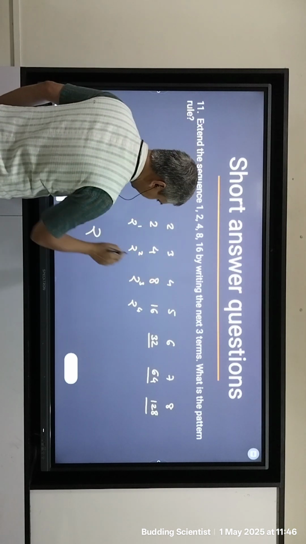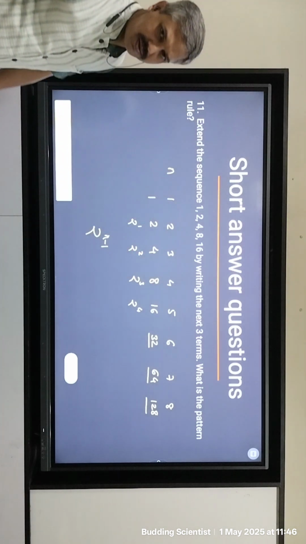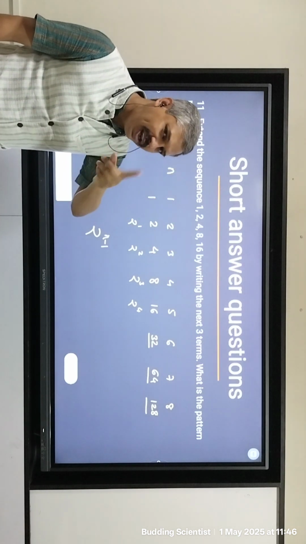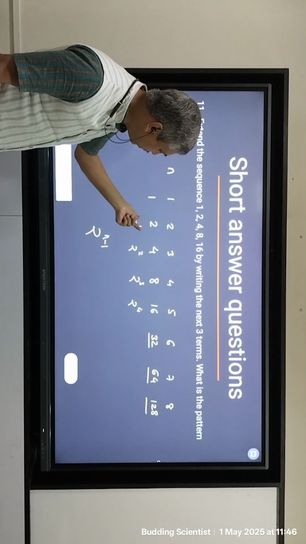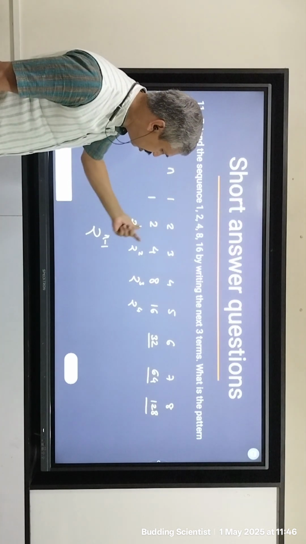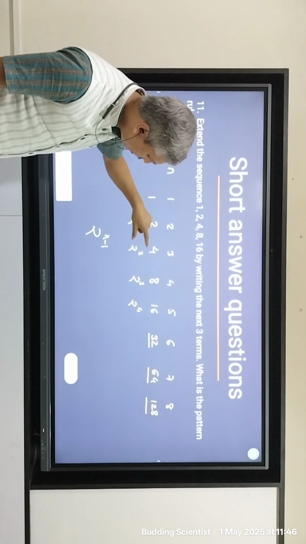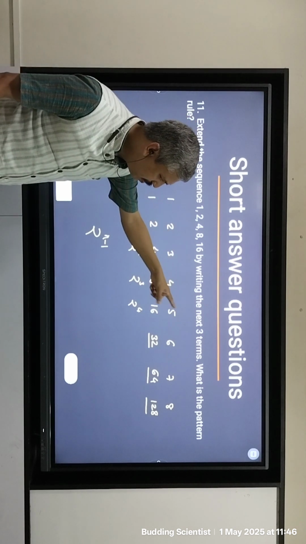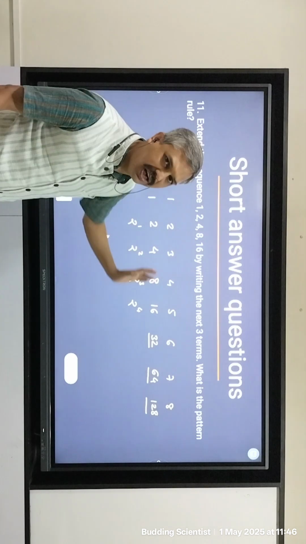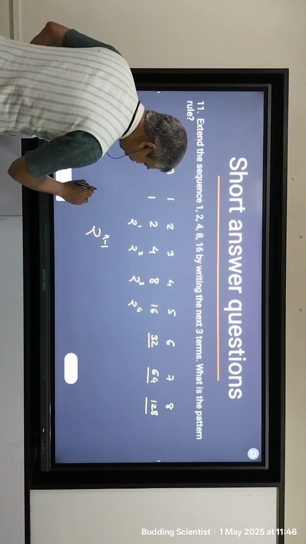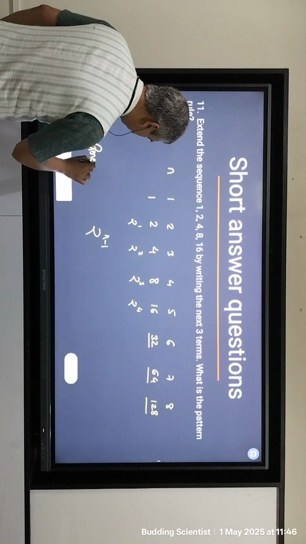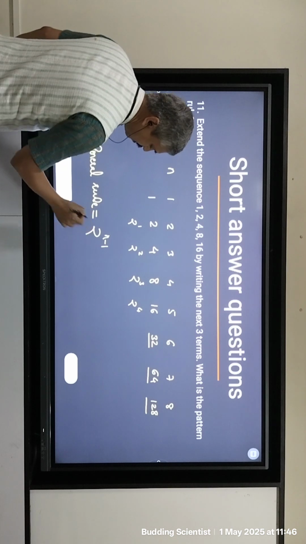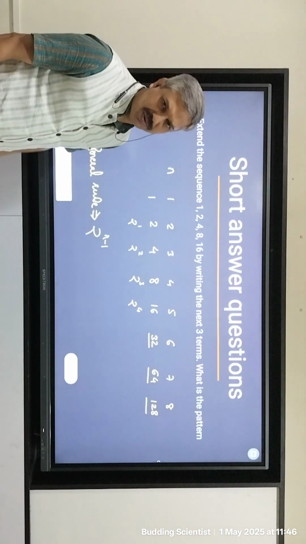So if this number is n, the answer is n minus 1. What I am saying is, whatever be this number, subtract 1 from it, and whatever number you get, that you get here. 2 raised to 1 is 2, 2 raised to 2 is 4. This 3 minus 1 has become 2. 4 minus 1 has become 3, so 2 raised to 3 is 8. 5 minus 1 has become 4, so 2 raised to 4 is 16, and so on. So this entire thing is the general rule, or pattern rule, or sequence rule. This is 2 raised to n minus 1.